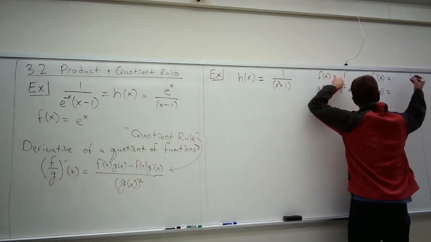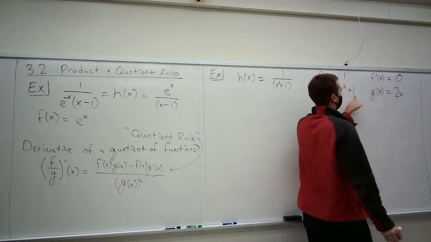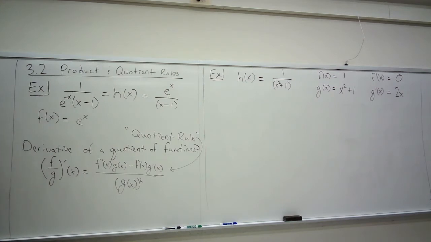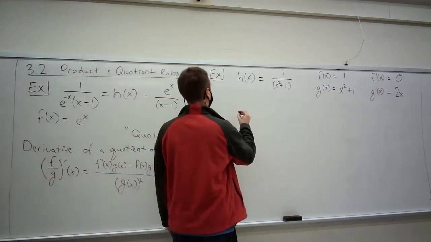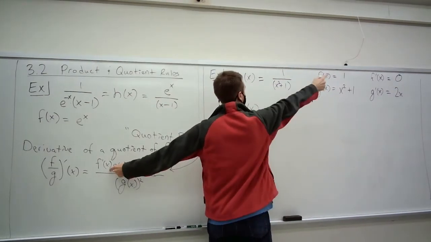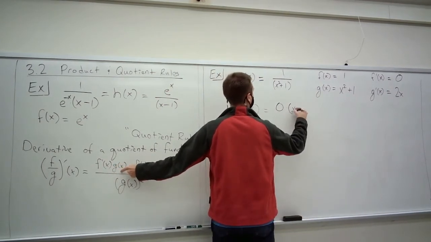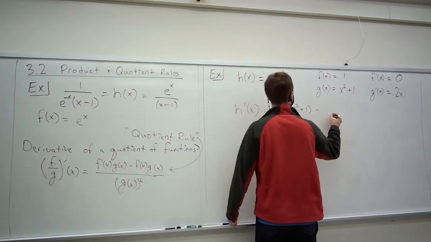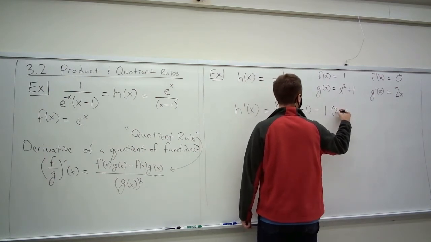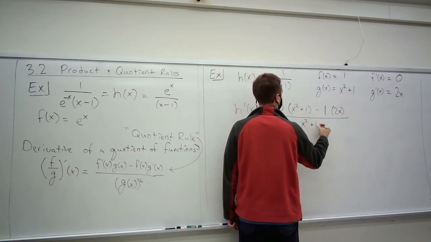Derivative of a constant is? Derivative of x squared is? Derivative of 1 is? So we have our derivatives. Now we piece it together. Derivative of f, the top, times the bottom, minus f, times the derivative of the bottom, divided by the bottom, squared.